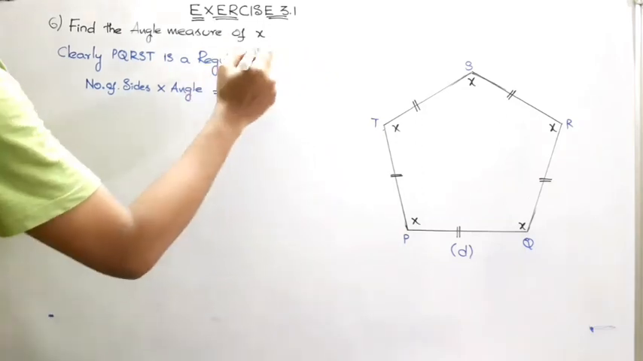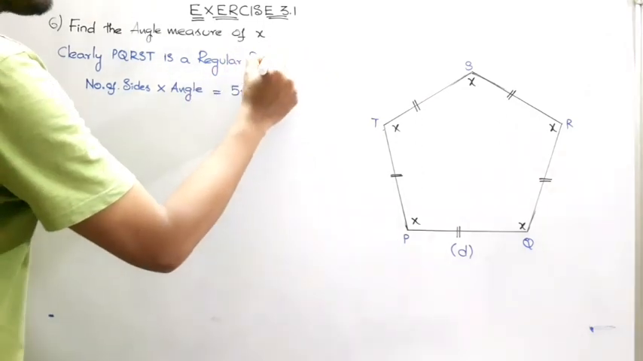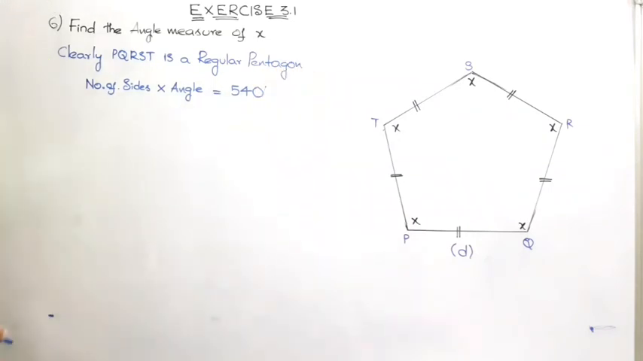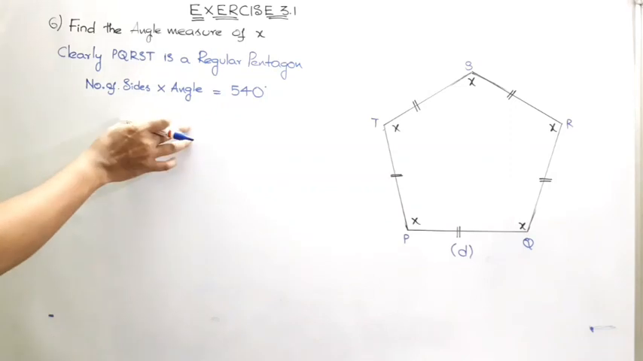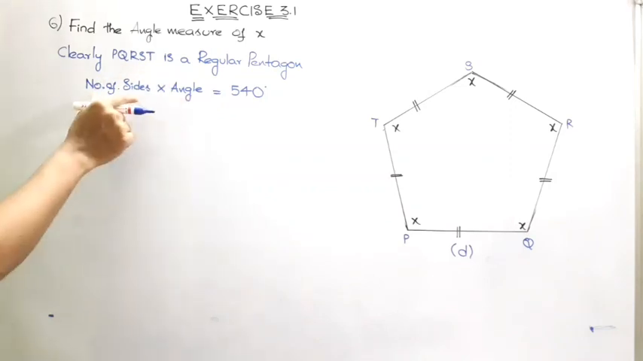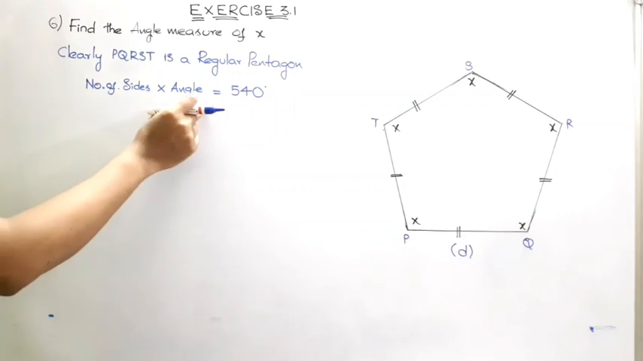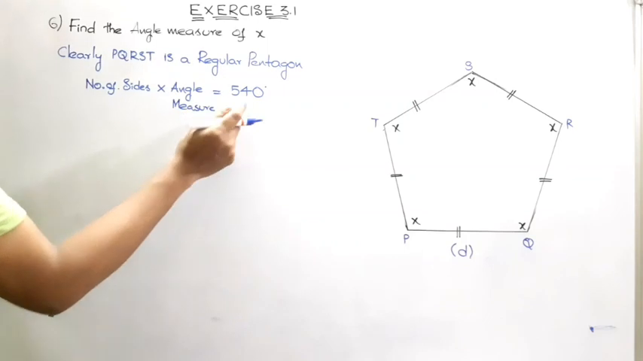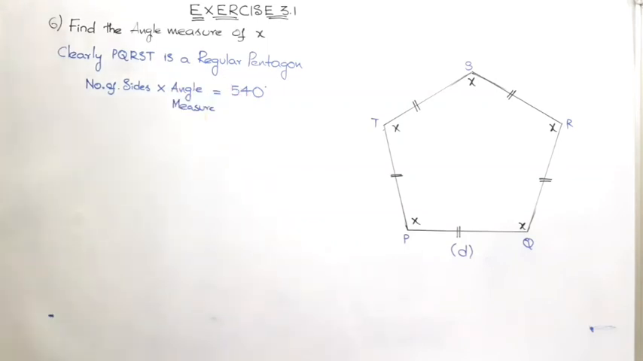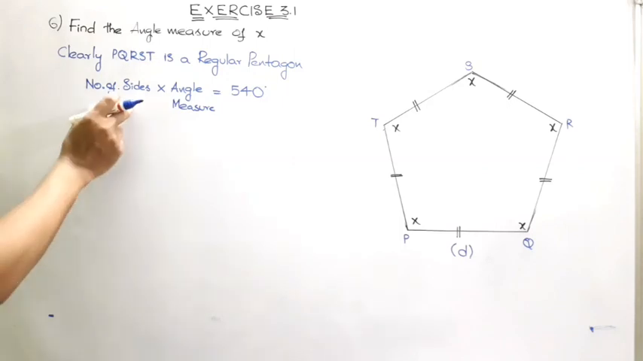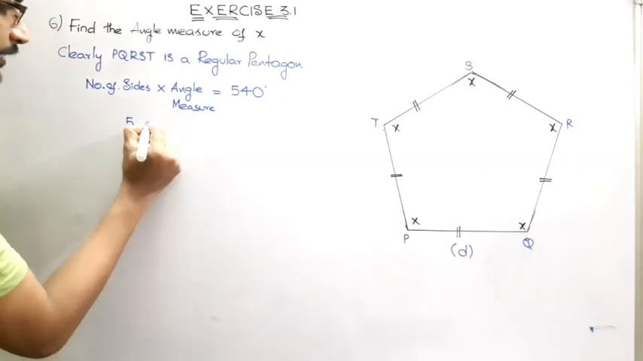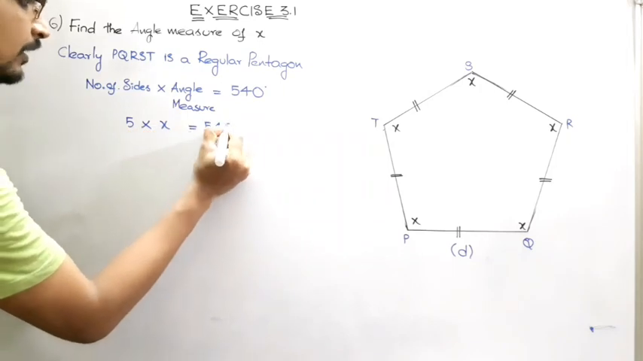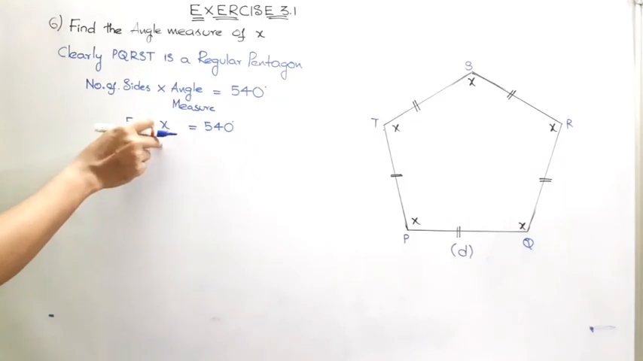When you find a figure as a regular figure with all the sides and angles equal, there is no need to do as we did yesterday, (number of sides minus 2) into 180. Number of sides into angle measure will be equal to the sum of the angles of a pentagon. The number of sides is 5 and the given angle measure is x, which equals 540 degrees. This is applicable only for regular polygons.